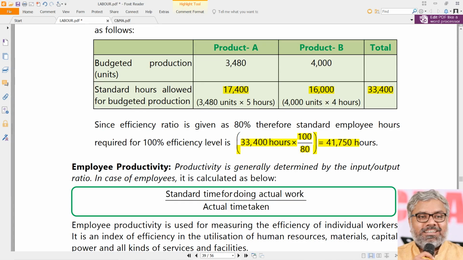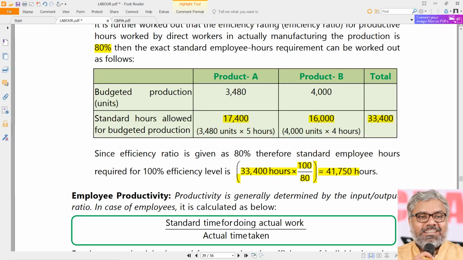To calculate the number of hours they would actually have taken, it will be 33,400, which is standard hours, into 100 by 80. 100 is in the numerator, 80 is in the denominator. Denominator is less, numerator is more, so that will inflate the number of hours actually required. So 33,400 ideally should have been taken by them, but actually how many hours would they take? 41,750. So if efficiency is given like this, 80% and all, the number of hours actually taken would be more than the number of hours they are supposed to take.